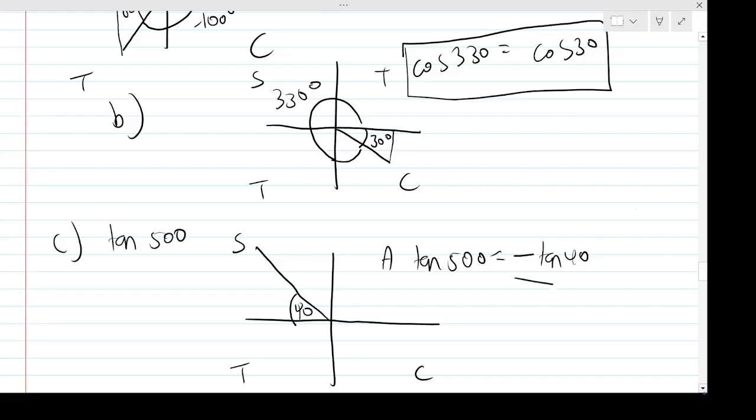Because if we can find tan 40, then we can find tan 500, and then we can find other angles as well in this similar sort of way. So that's the whole idea, right? We can work with smaller angles, and then we can use this idea to work out equivalent larger angles, okay? But yeah, so that's really it.